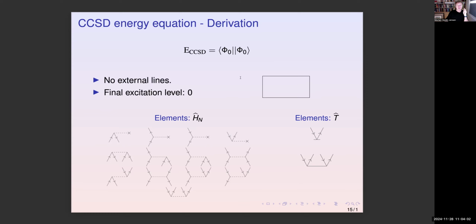empty box. And what we need now is simply to connect these diagrams for the Hamiltonian operator with the excitation levels which we have here. And we want to have excitation level 0, which means that if we look at these two here, the only possibilities which can match are obviously this one and this part here. And this is what we will see after the break.